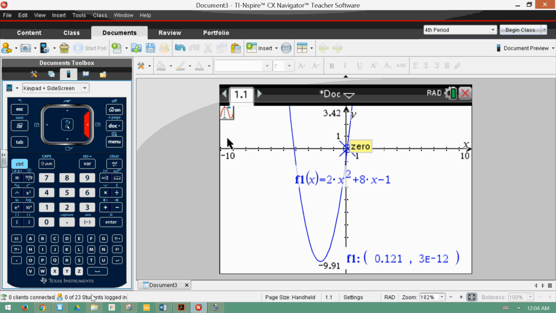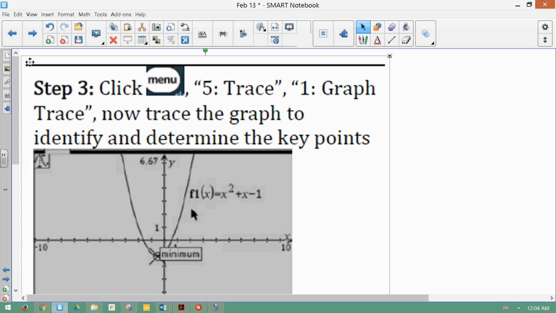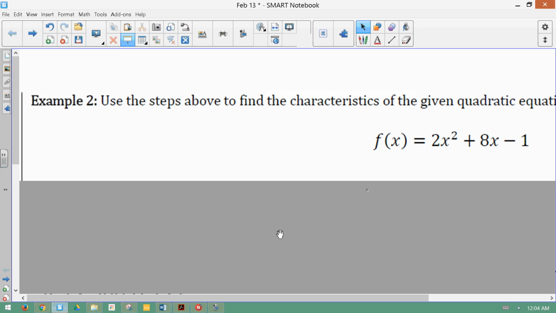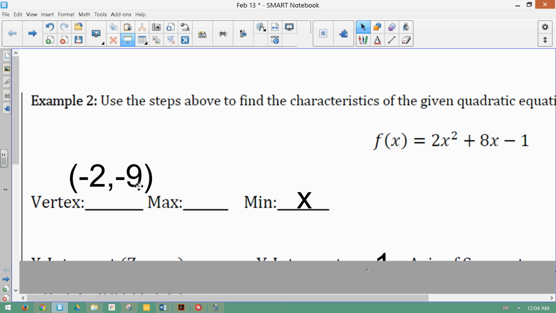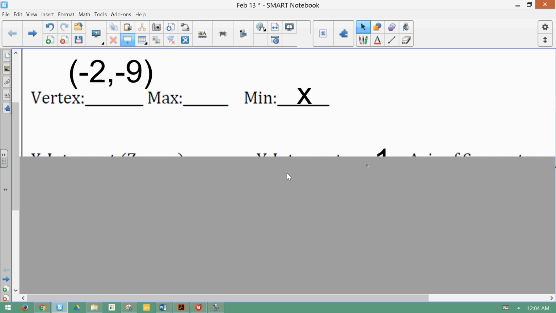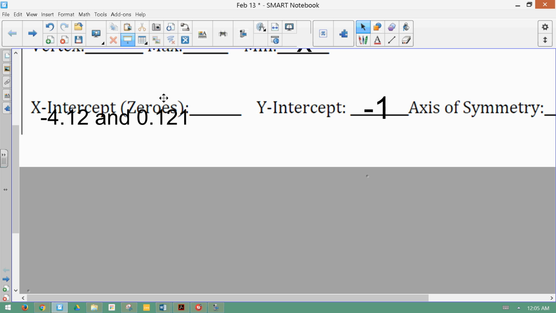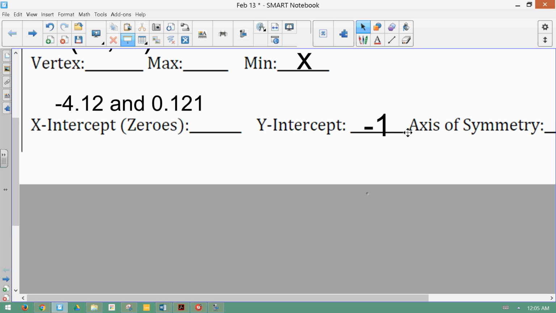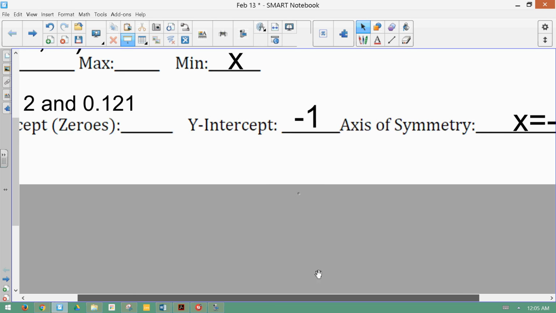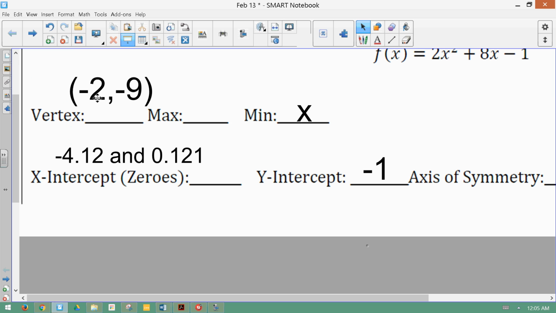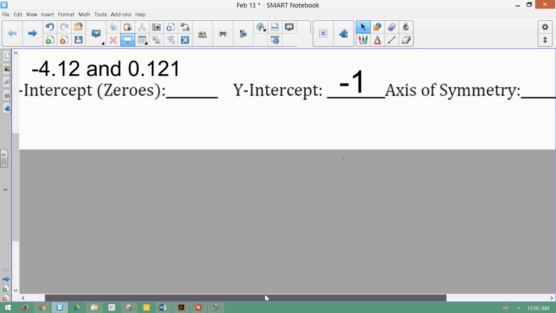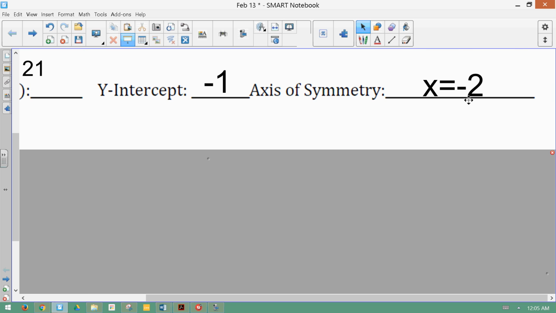So this is how we will fill in our examples. If we go back to examples, we'll just put all that in. Again, our vertex is at negative 2, negative 9. It's a minimum point. Our x-intercept zeros were at negative 4.12 and 0.121. Those are our two zeros, x-intercepts. Then we had a y-intercept at 0, negative 1. And we have an axis of symmetry, which goes through the vertex. The x value of the vertex is negative 2. So a vertical line through that point would be x equal to negative 2.